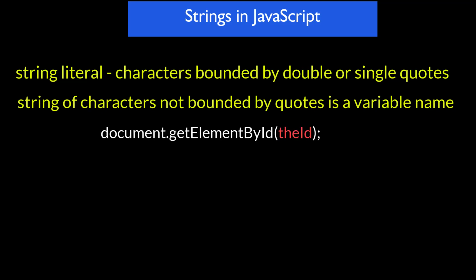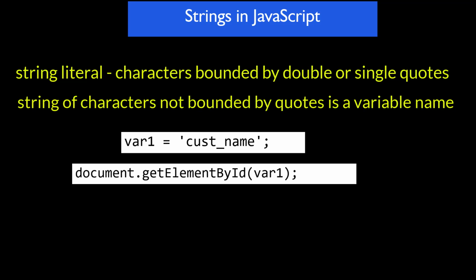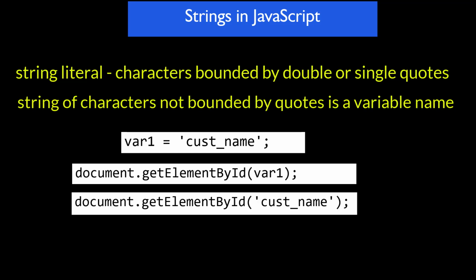So if you code document.getElementById parenthesis the ID, JavaScript thinks the ID is a variable, and you want the value in the variable to be the string you're searching on. For example, given var1 equals quote cust underscore name, semicolon, then document.getElementById parenthesis var1 will get the same results as document.getElementById parenthesis quote cust underscore name quote.